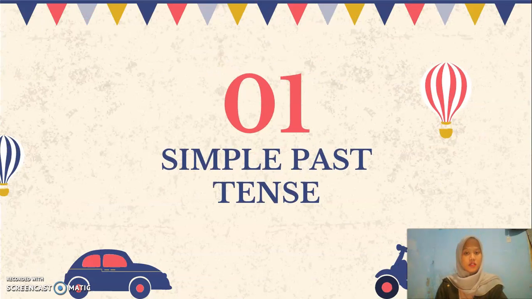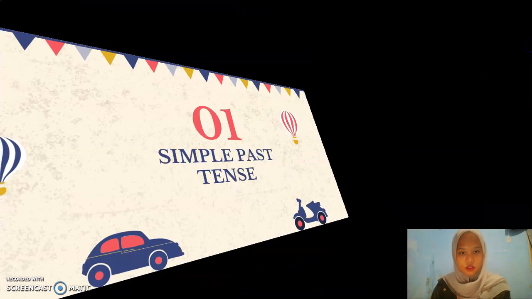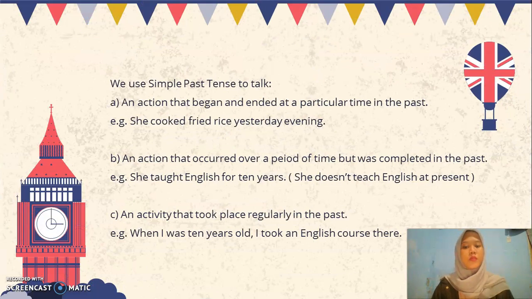Okay, the first one is simple past tense. We use simple past tense to talk about an action that began and ended at a particular time in the past. For example, she cooked fried rice yesterday evening. It means that the action, which is cooking, is done yesterday, and it also finished yesterday.